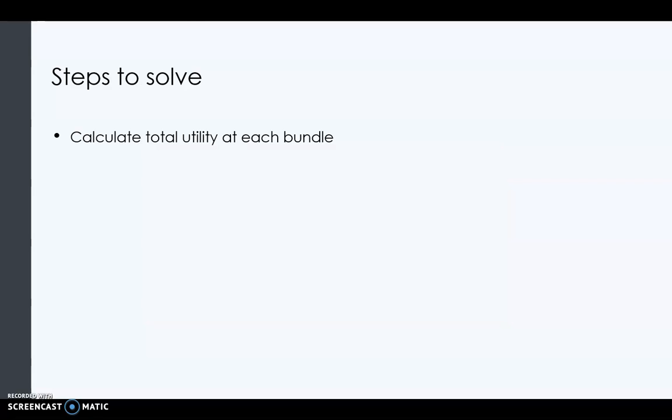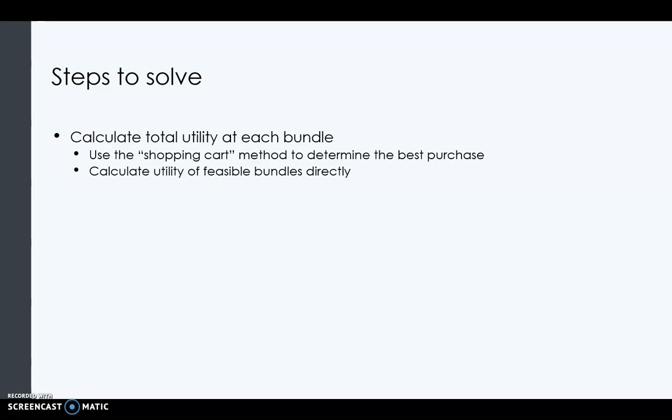So what we need to do is we could either calculate total utility at each bundle using the shopping cart method to determine the best purchase, which is what this video is going to focus on, or we could calculate the utility of feasible bundles directly. We're going to use the shopping cart method here just because it's a great method. It's a thing that you can remember to solve one of these utility problems. Buckle up, this might be a long one.